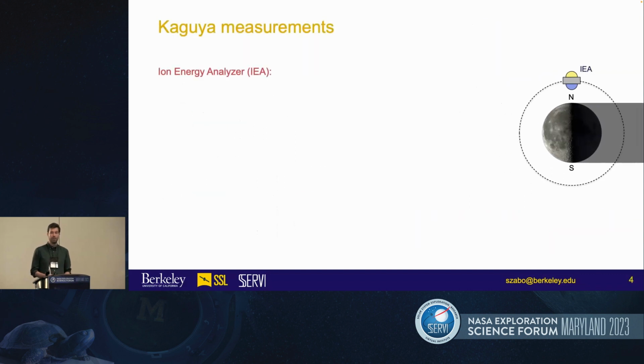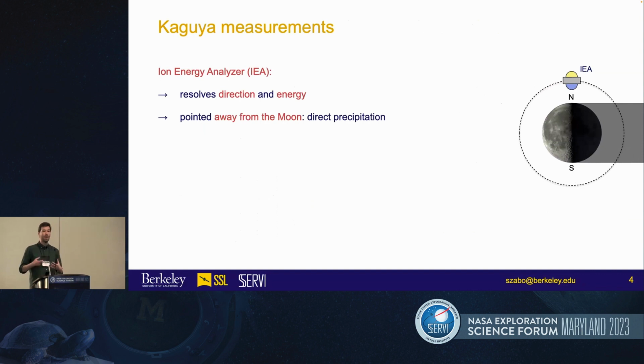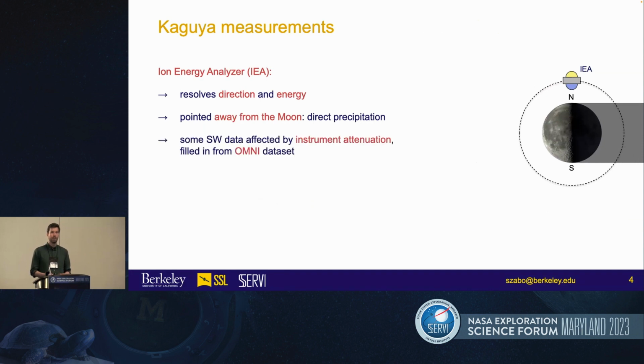To go into more detail about the instrumentation of Kaguya, it has two ion instruments, shown here in yellow and blue. In yellow, it's the Ion Energy Analyzer, or IEA for short, which allows us to resolve direction and energy of ion fluxes. And due to the orbit of the mission, IEA is always pointed away from the moon. So it's nice for studying direct precipitation of ion fluxes that then impact the lunar surface.